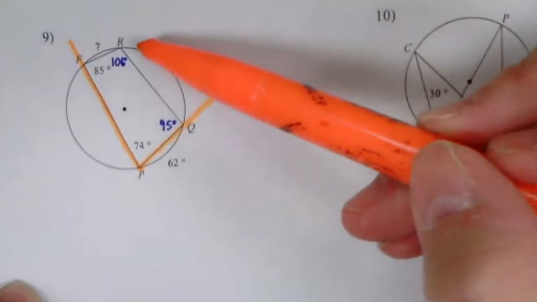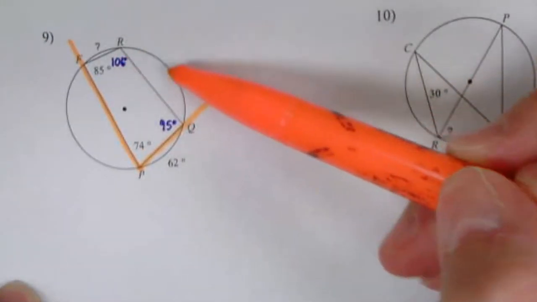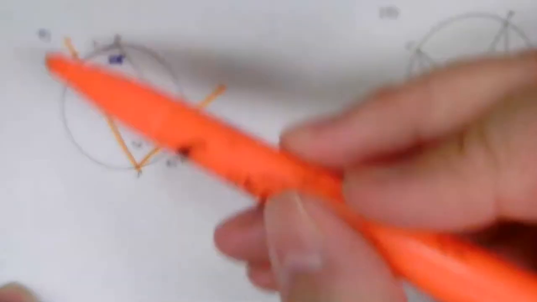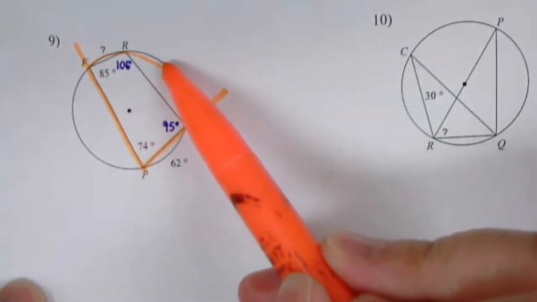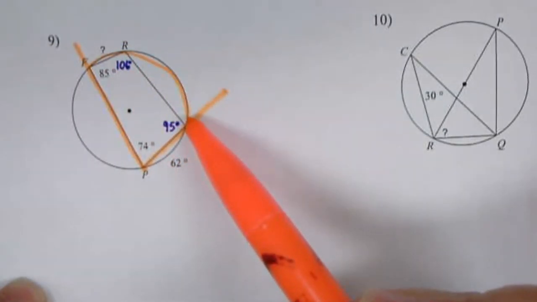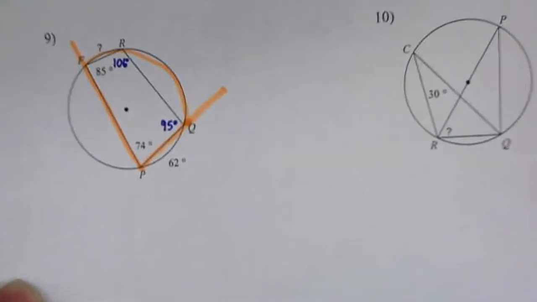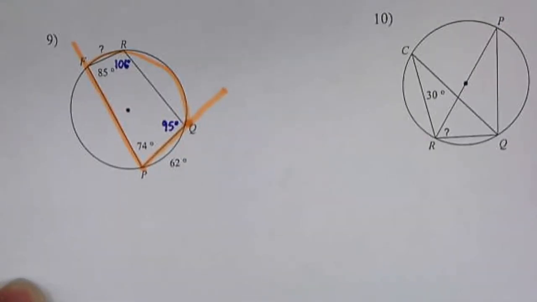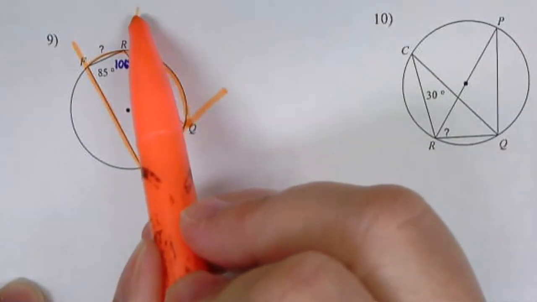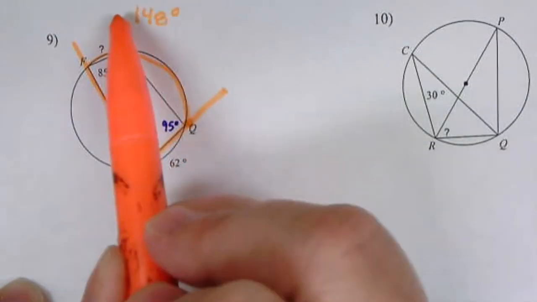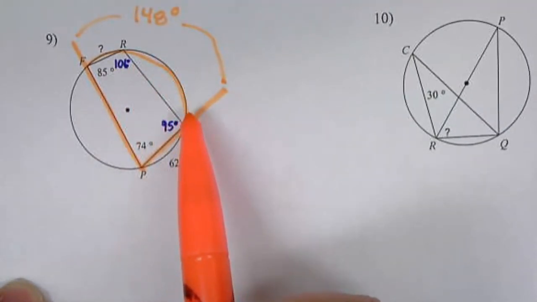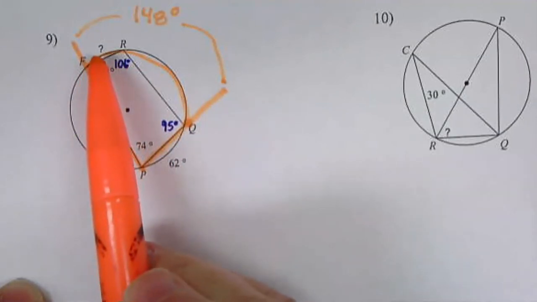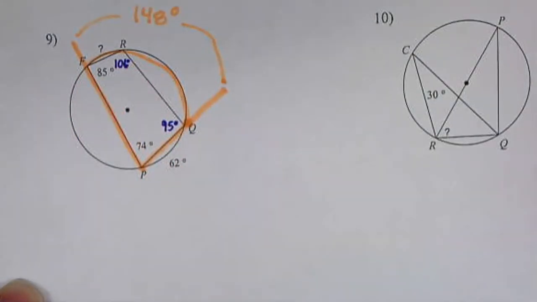that if I knew this arc RQ, I know that this entire intercepted arc, all of that has to be twice 74. 74 times 2 is, what is that? 148. So all the way across between these two sides is 148. So if I knew what this part was, I could subtract it like I've done on so many other problems, and I would know my question mark. I would know the measure of arc FR.